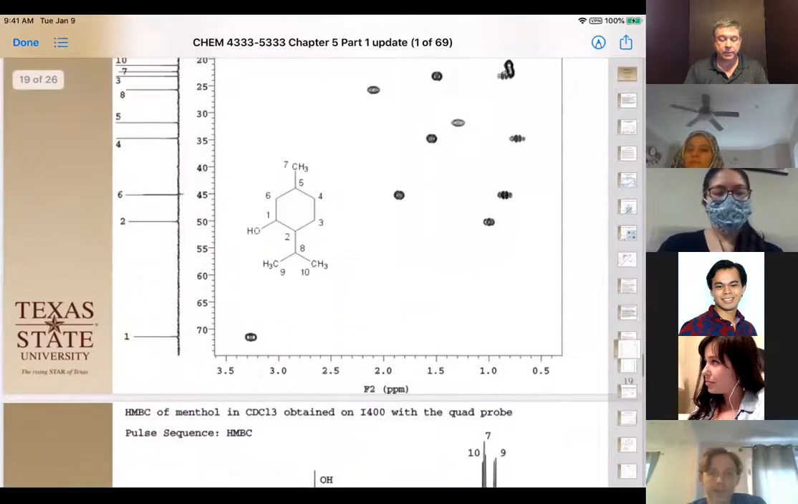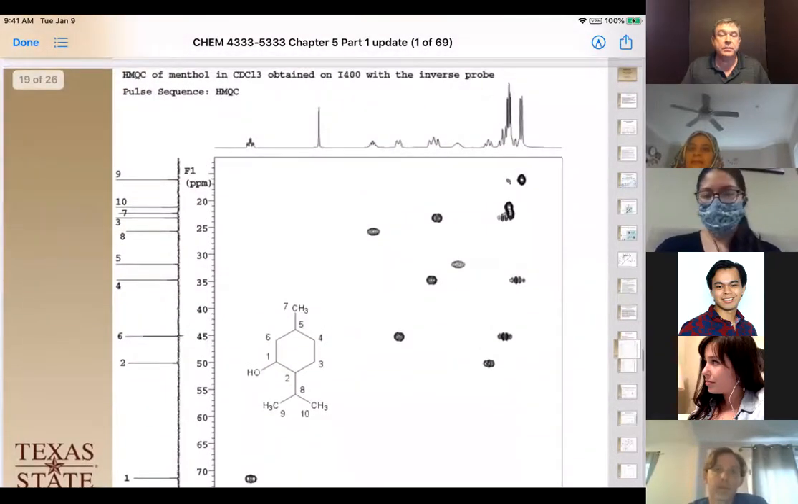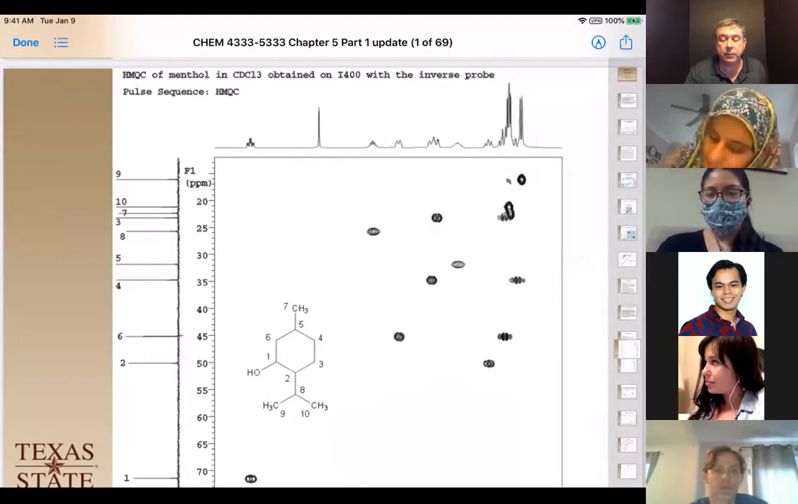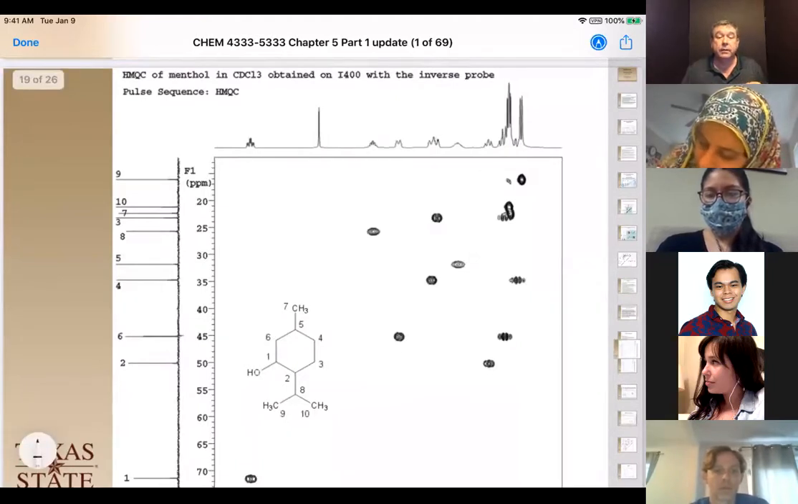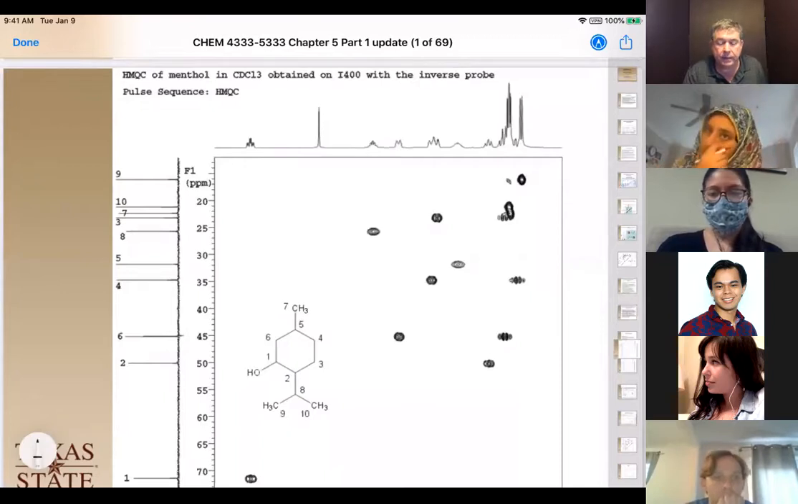Yeah, that's the multiple bond. Okay, so this is just our single bond carbon to hydrogen comparison. The first thing we notice on this is, number 1, there's not a diagonal line through there, but we'll talk about that in a minute. And the other thing is, this is our proton NMR, and this is our carbon NMR on this side.